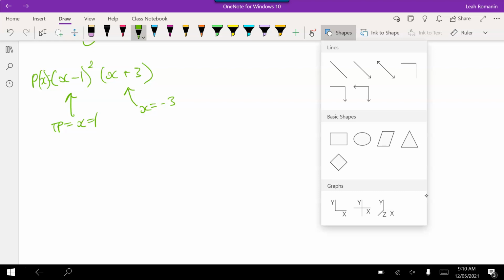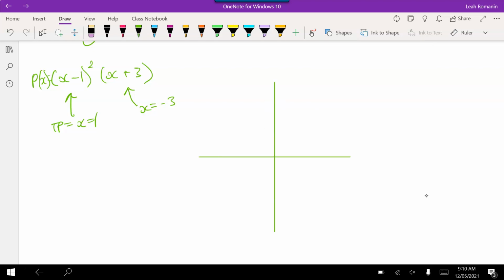So sketching my graph, I've got negative 3 and 1. So my polynomial is positive. So I'm coming up through the 3, over to the 1. Now, because that's where my turning point is, the minute I touch 1, I keep going. Yep. Turn around and come back up.